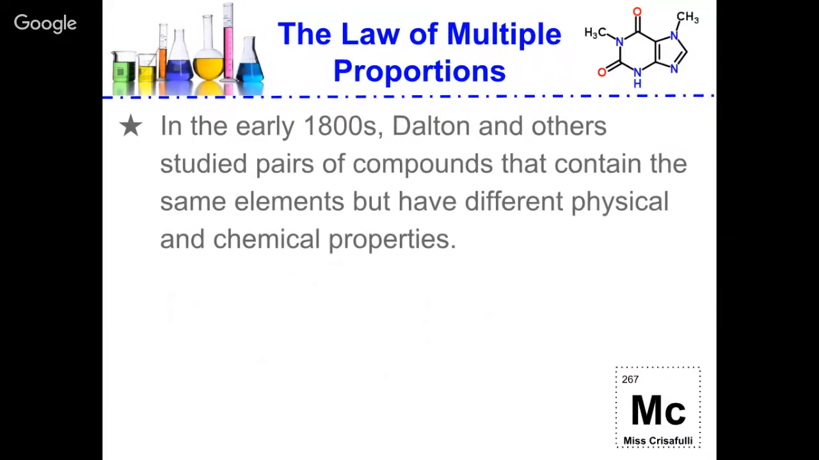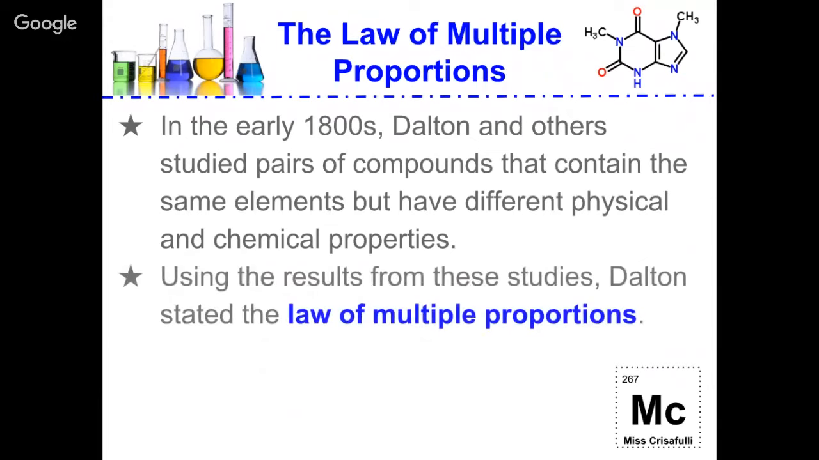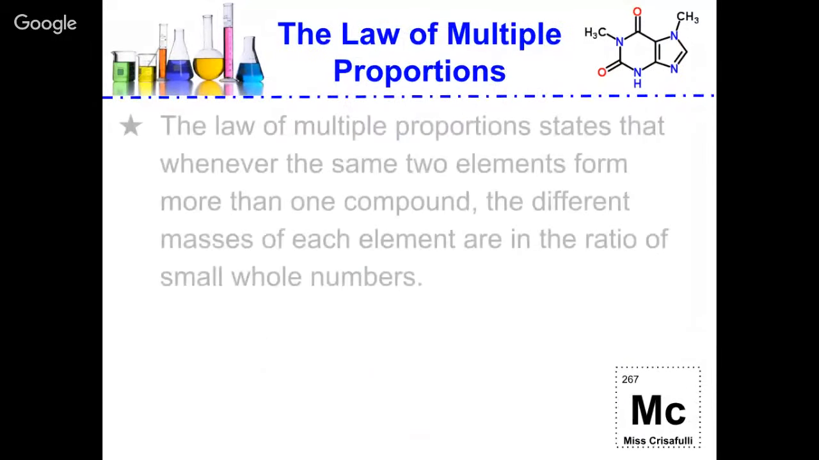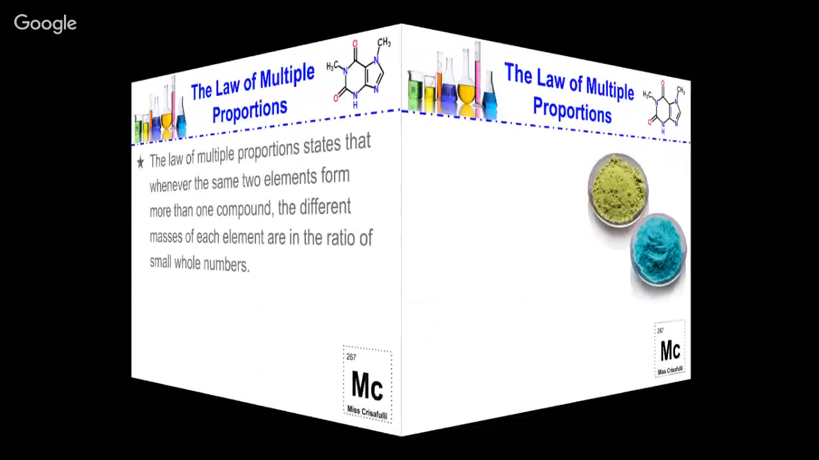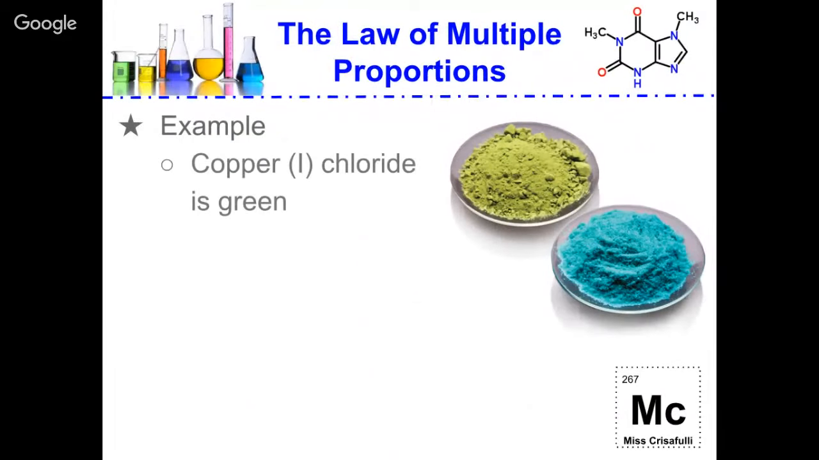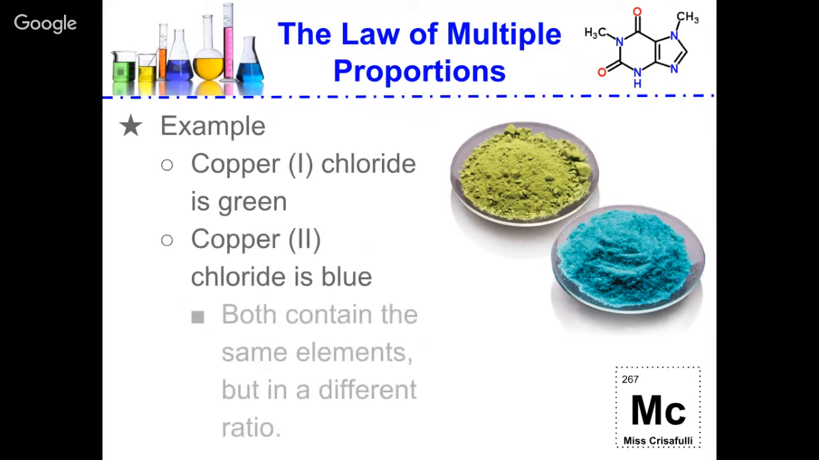In the early 1800s, Dalton and others studied pairs of compounds that contain the same elements but have different physical and chemical properties. Using the results from these studies, Dalton stated the law of multiple proportions. The law of multiple proportions states that whenever the same two elements form more than one compound, the different masses of each element are in a ratio of small whole numbers. For example, copper(I) chloride, which is green, and copper(II) chloride, which is blue, both contain the same elements, but in a different ratio.